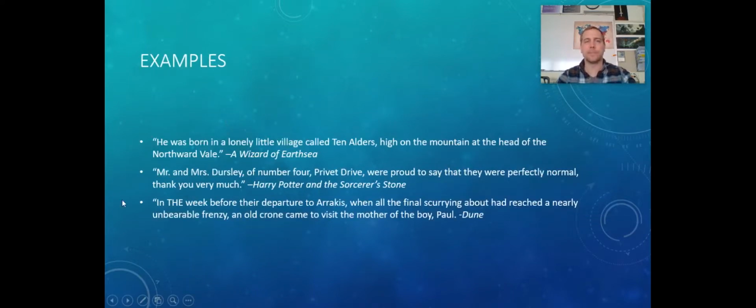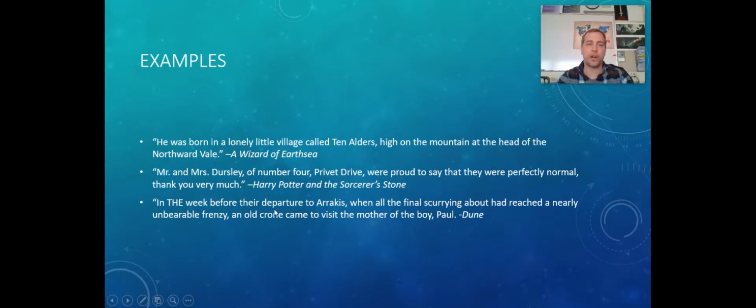And so here are some examples of third person. One's from A Wizard of Earthsea: "He was born in a lonely village called Ten Alders, high on the mountain at the head of the Northward Vale." You see, "he" is how they're referring to the protagonist of the story. "Mr. and Mrs. Dursley of Number 4 Privet Drive were proud to say that they were perfectly normal, thank you very much." It's Harry Potter, third person.